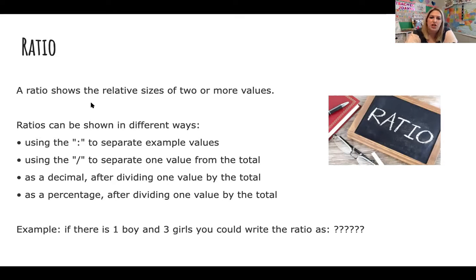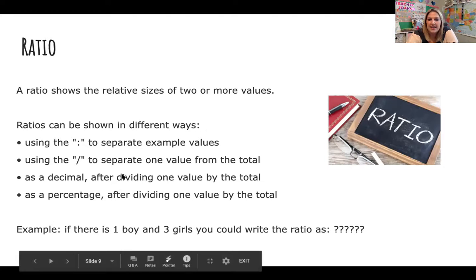That is a ratio. You could also write, if there is 1 boy and 3 girls, you could write the ratio as 1 to 3, right? So there are a few different ways, but let's take this question here. If there is 1 boy and 3 girls, how could you write the ratio?